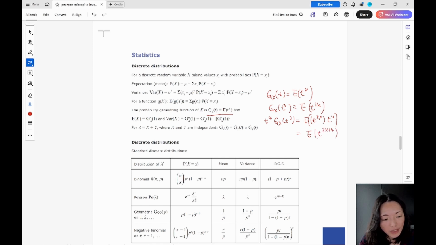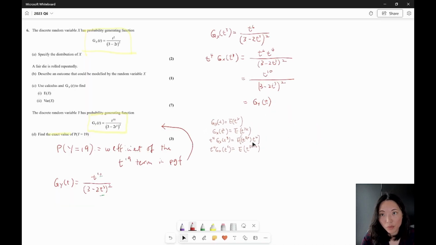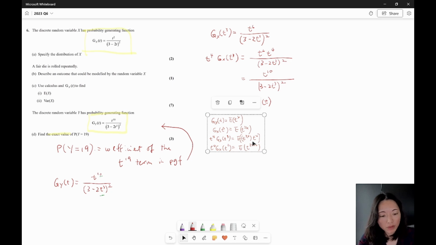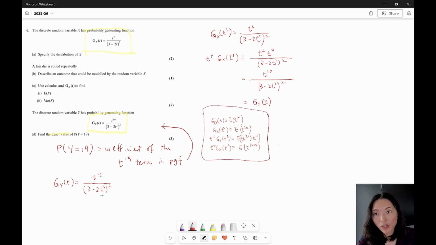On the left-hand side, you might recognize that that is what we worked out to be the probability generating function of y. So we're going to bring this expression back to our question. This is what we found from the formula booklet. I'm just going to circle that so that we know this is our new information. That's great because we know that the left-hand side equals the probability generating function of y. So by definition, we can actually write the expression y equals 3x plus 4.